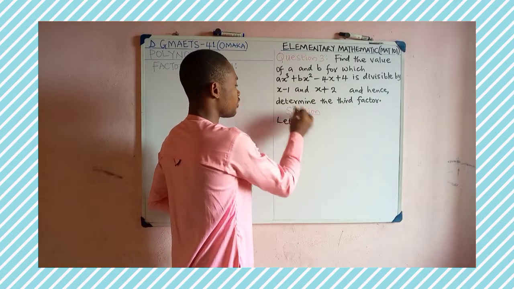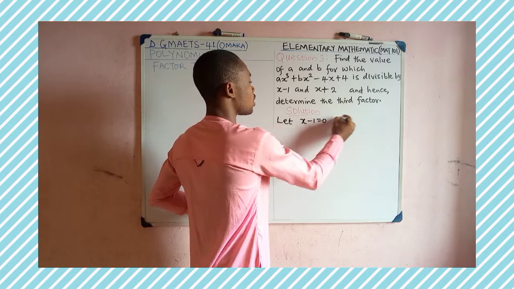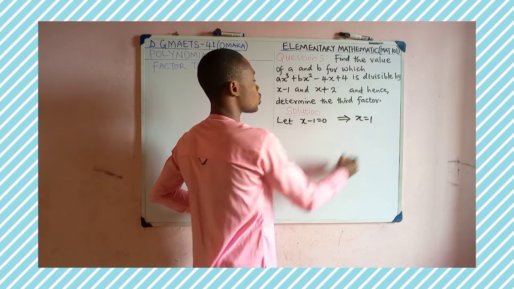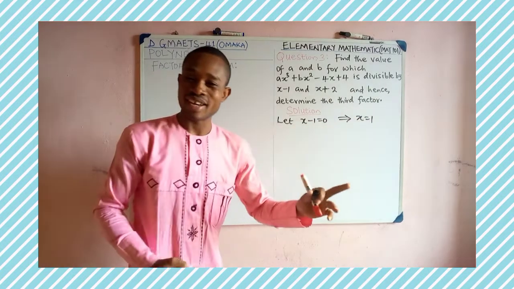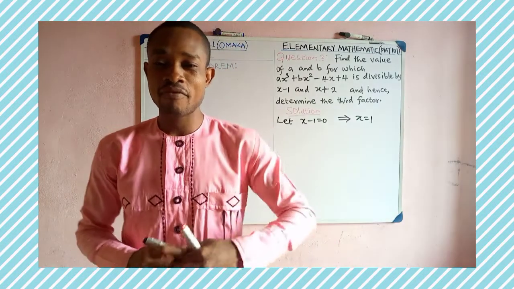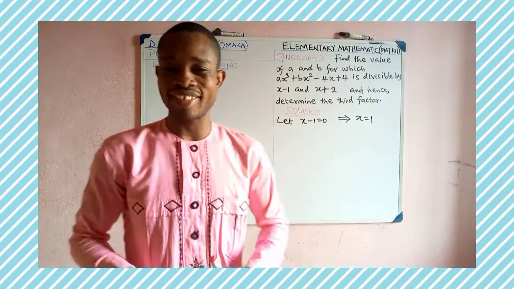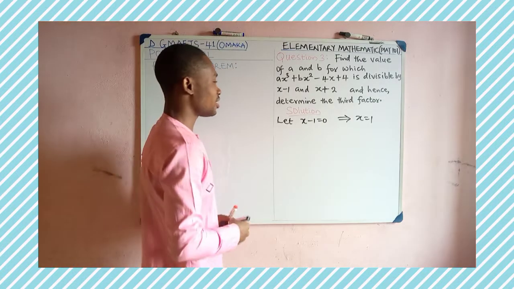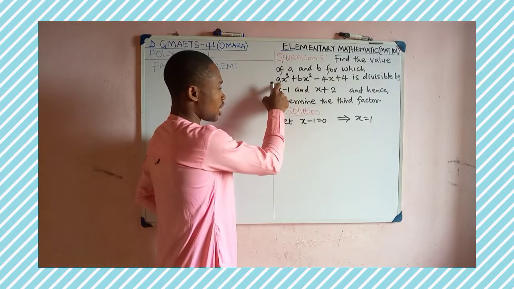I'll start with the first divisor. Let x minus 1 equal to 0. Of course, it implies that x is equal to 1. So what do you do from here? Go to the polynomial. Wherever you see x, fix in that one you got there. Are you ready? Come along with me.